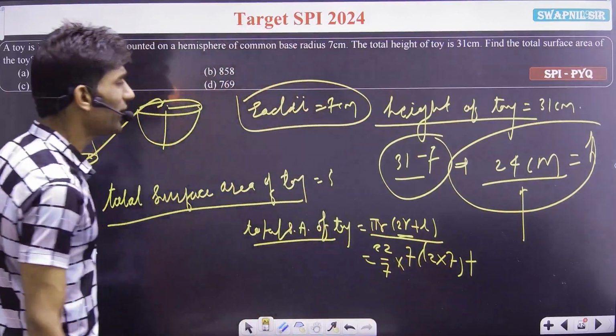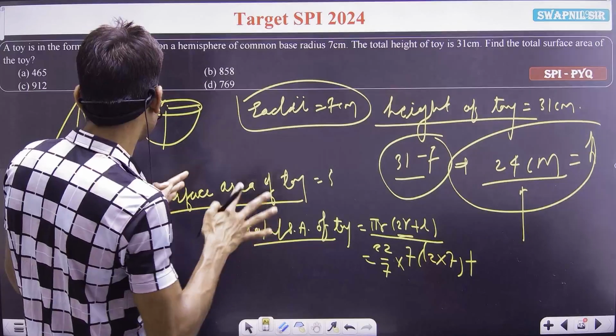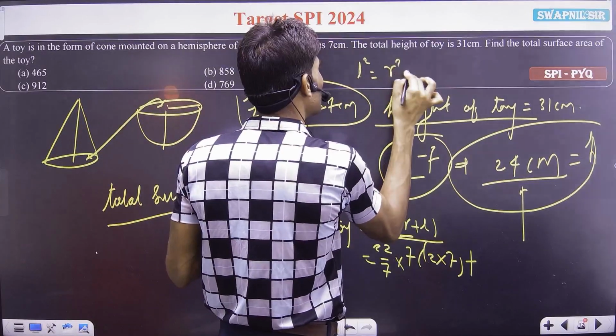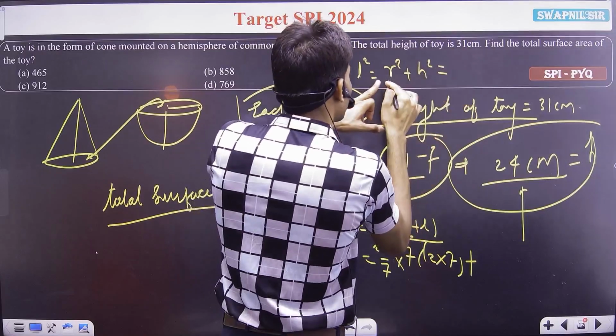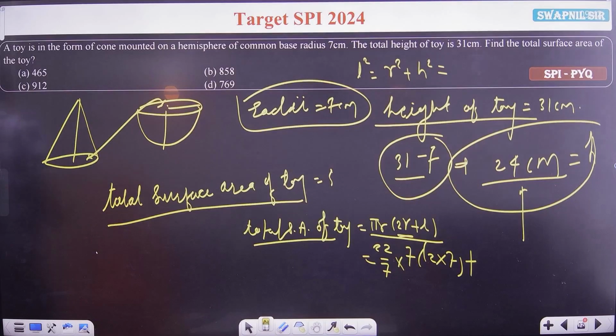Now we want L here, the slant height. We don't have the value for L, so let me find it. L square is equal to r square plus h square. That means radius square plus height square gives L square.